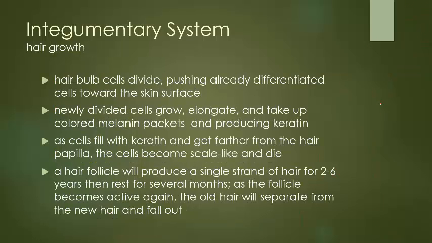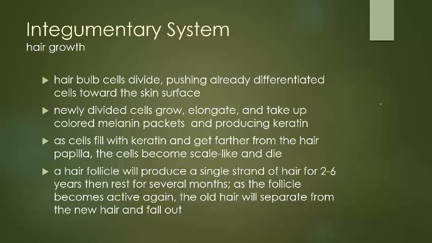Okay, so we've talked a lot about growth. Here's some more words that if you want to write them down to kind of keep track of it. But as those hair bulb cells divide, they push the already differentiated and mature cells toward the skin's surface. And there's also melanocytes down there in the hair bulb area, and they will produce the melanosomes, and the hair cells will pick up those melanin packets and incorporate that into the cell along with a bunch of keratin.